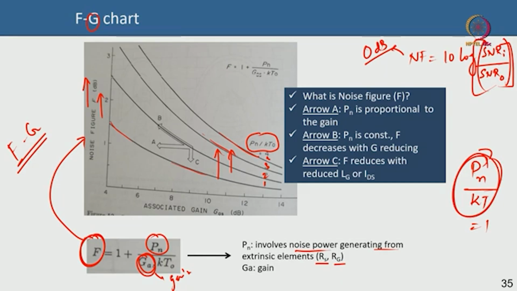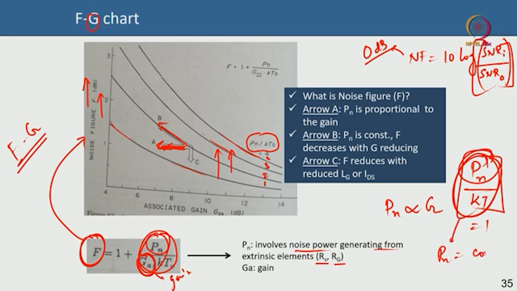However, what is important here is that this arrow A represents that the power Pn is proportional to gain, which means if the power is proportional to the gain, that means this ratio is constant, then F will be constant. Makes sense, it is common sense. Arrow B says that for a given Pn by kT ratio, you can say Pn is constant, temperature is constant. So, Pn is constant, suppose. It means if the gain comes down this way, the noise figure goes up this way, which also makes sense, but this means that your power is constant along this curve.